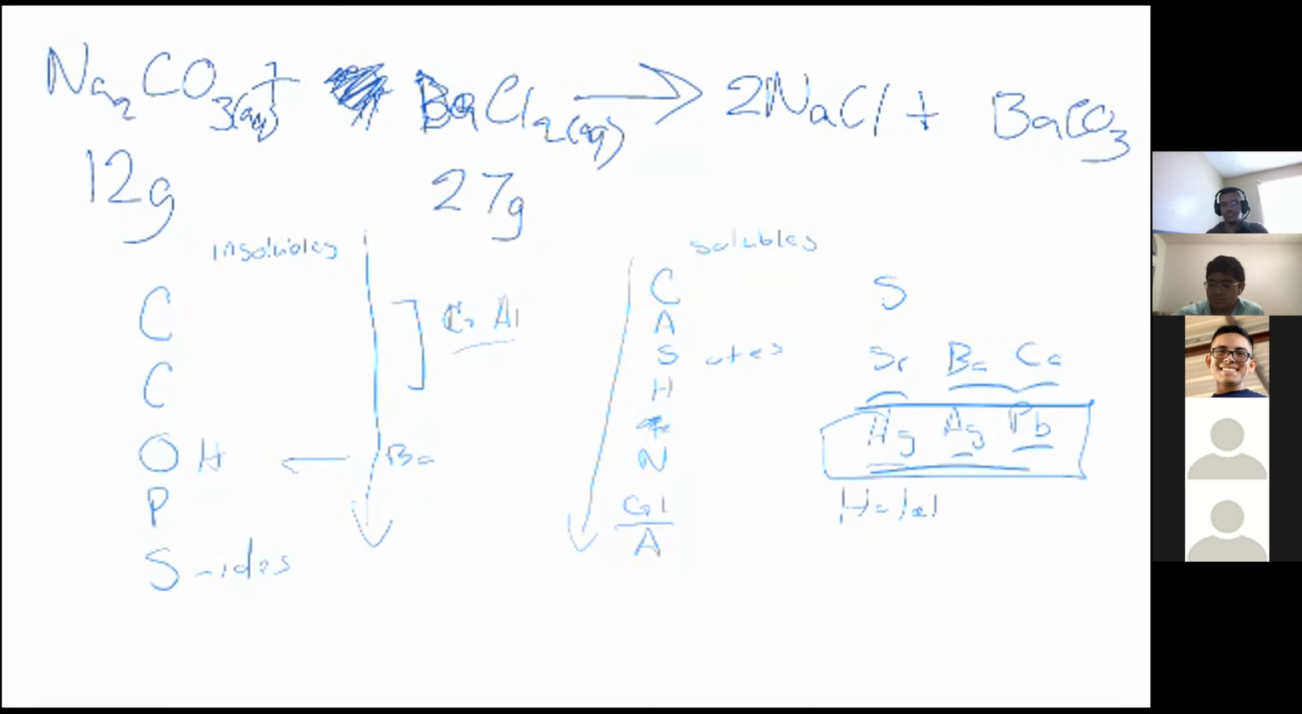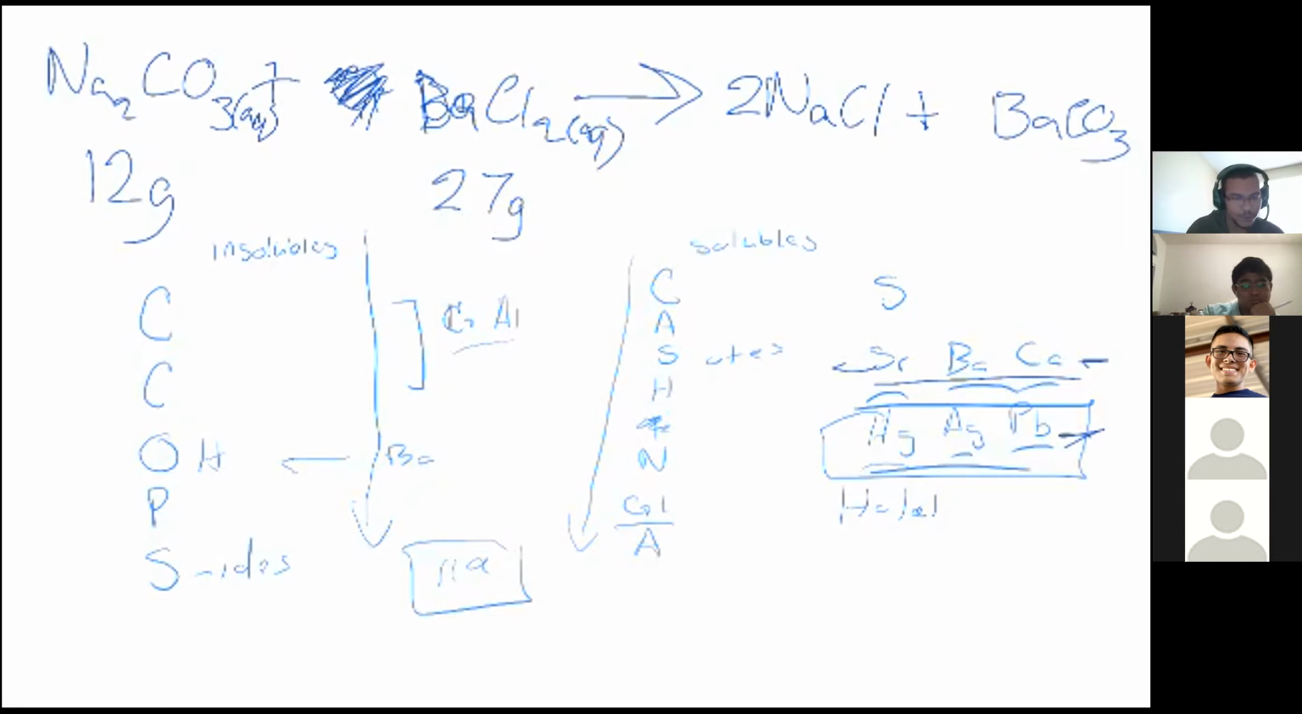So as you guys can see, these are heavy metals. These are all lower on the periodic table, so that might be of some use for you guys. These are all group 2. It starts after calcium.